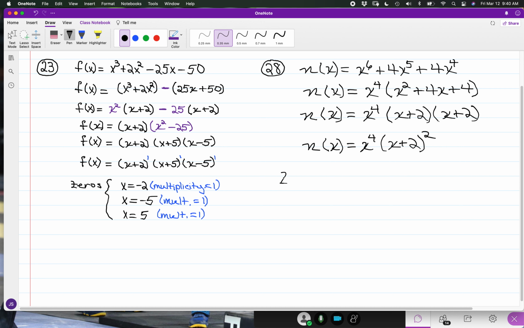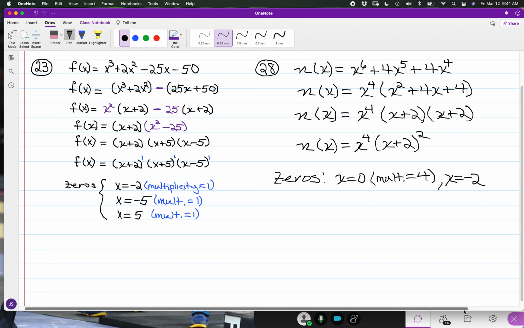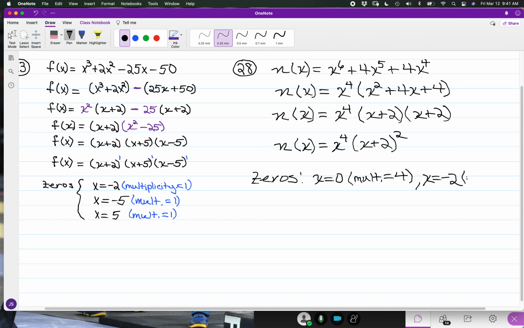And in the case of the zeros, from x to the 4th, if you have just the monomial x and you're not adding or subtracting anything, we have x equal to 0. And because x is to the 4th power, the multiplicity is equal to 4. And from x plus 2, if I set this equal to 0, I have the other zero at negative 2. And because x plus 2 is squared, negative 2 is going to have a multiplicity of 2.